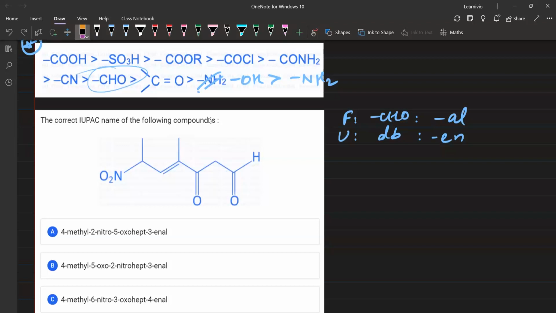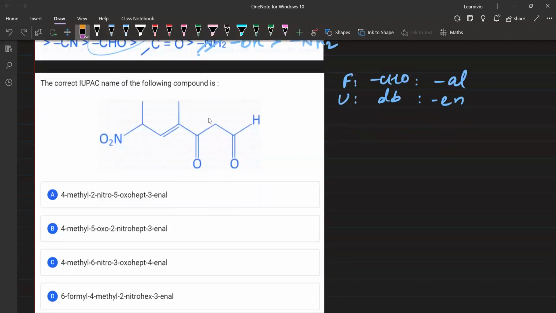Methyl nitro oxo hept enal. Methyl oxo nitro hept enal. Methyl nitro oxo hept enal. Formyl is the same thing. Well, it is regarding CHO, but they have identified almost the similar things. So we have to check the numbering now. Numbering starts from the carbon nearest to the functional group. So numbering can't start from just anywhere. The numbering will start from here, here, or here. These are the terminal carbons. From here only we can start the numbering.